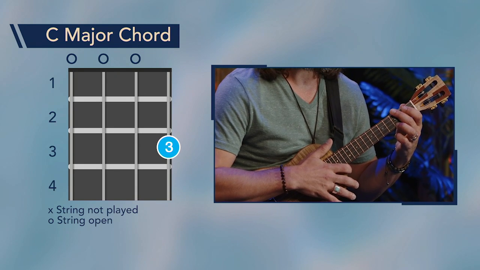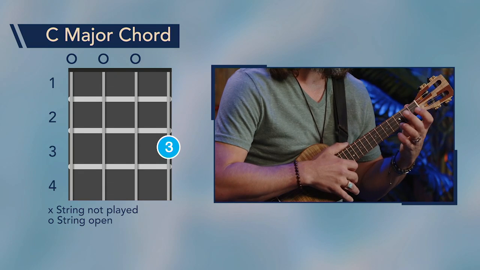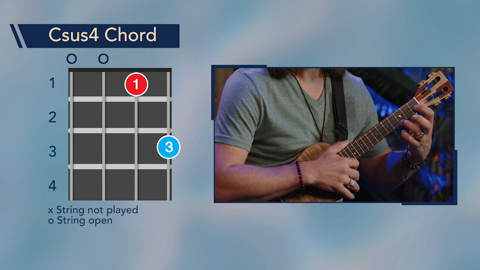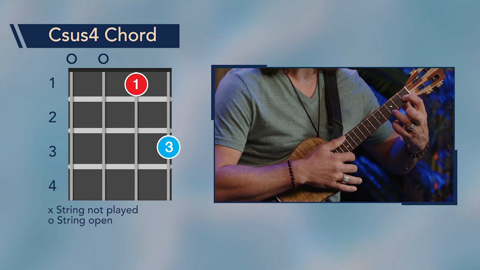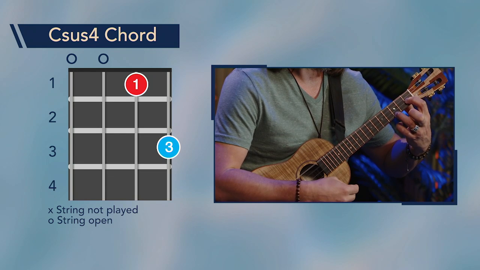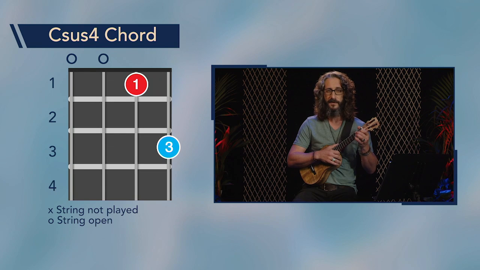Once we have our C chord in place, we'll add our index finger to the 1st fret of the 2nd string, like this, and strum all 4 strings. C sus4 consists of 3 notes, C, F, and G. It will normally come before or after a C chord. So let's start with a C chord.